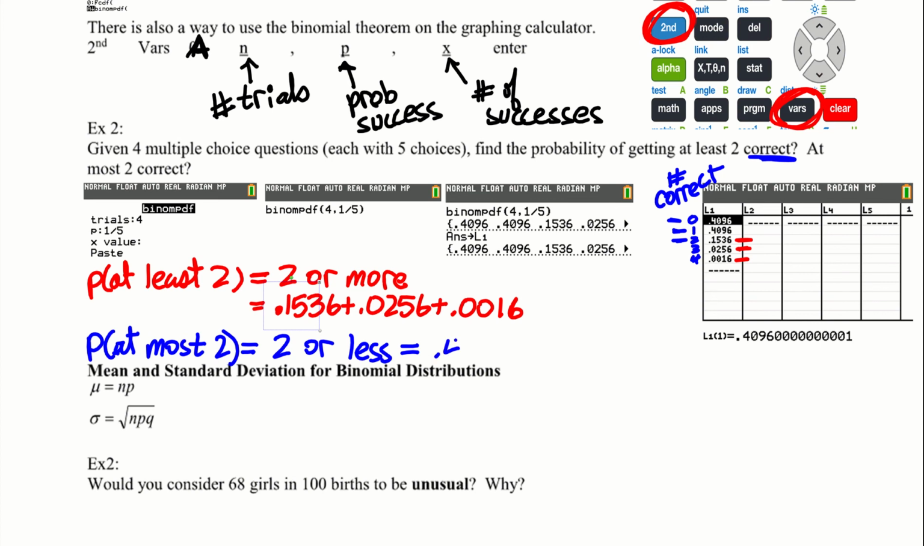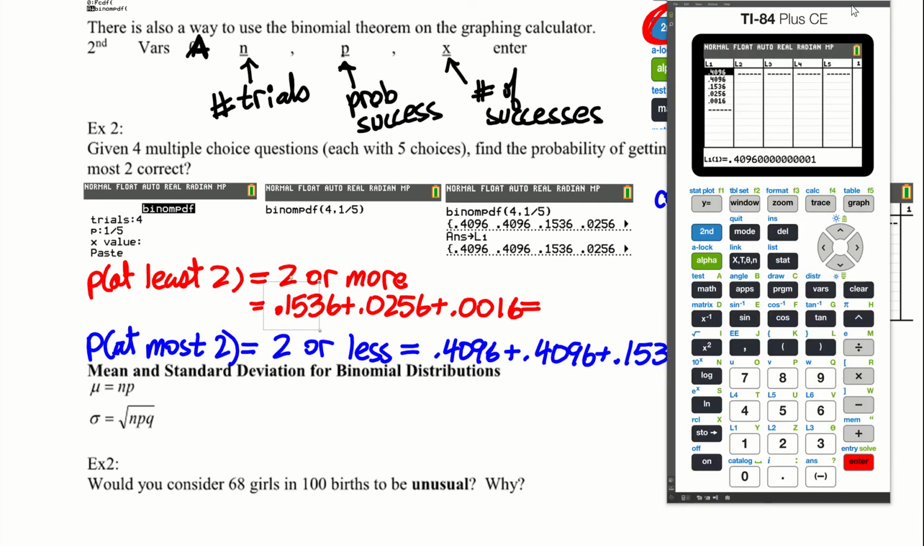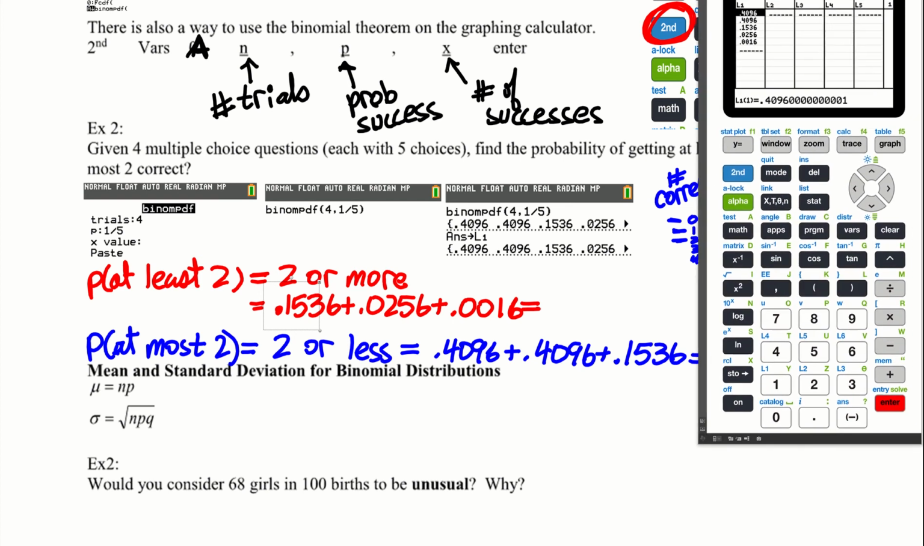So 0.4096, another 0.4096, and then 0.1536. And at that point, it's just simple addition, which we can do. We don't need fancy shortcuts on the calculator for that. It's just add them up.